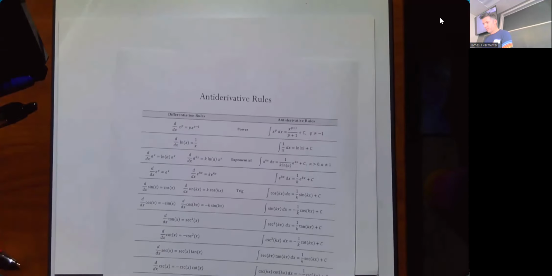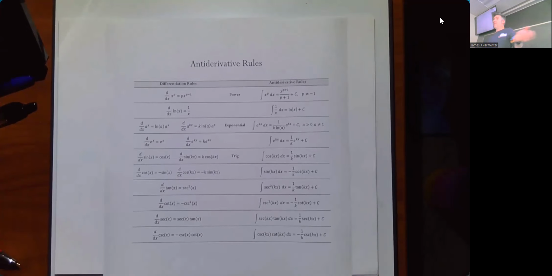Cool. Antiderivative rules. Everybody should have one. Take one and pass them around. You don't have to take one, I guess, if you don't want one. But take it down, because I do want to add one thing to this list that's not on there that everybody should have. So I'll just start talking about this briefly here.